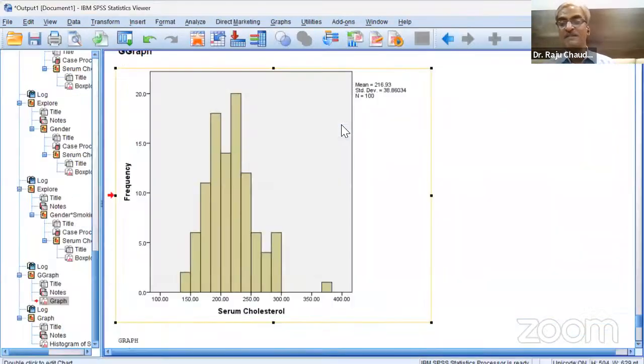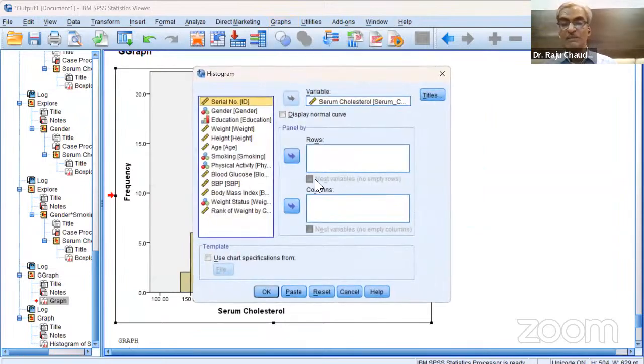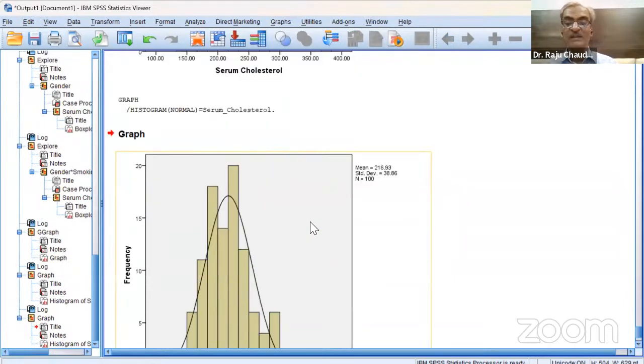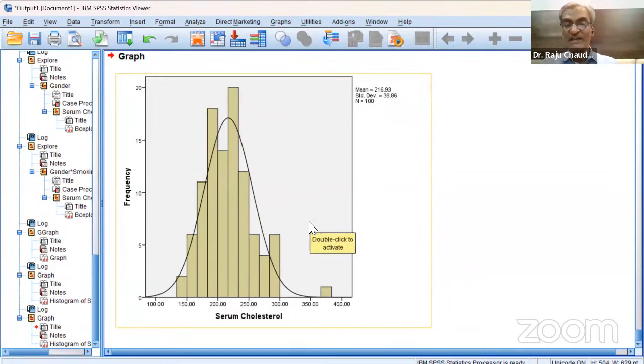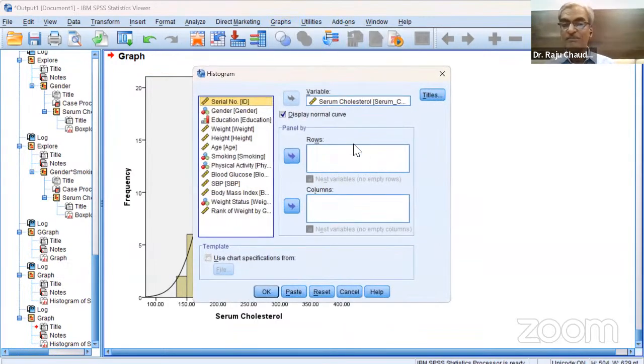Another important part is, see, when I use this legacy histogram, there is an option, display normal curve. It will plot the histogram and superimpose a bell-shaped curve on the histogram. Exactly the same way, you can go to legacy, histogram, right?